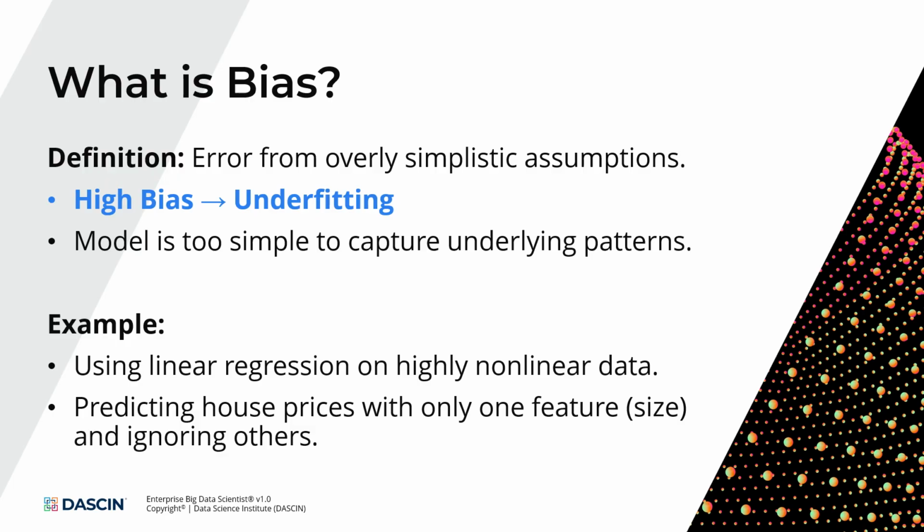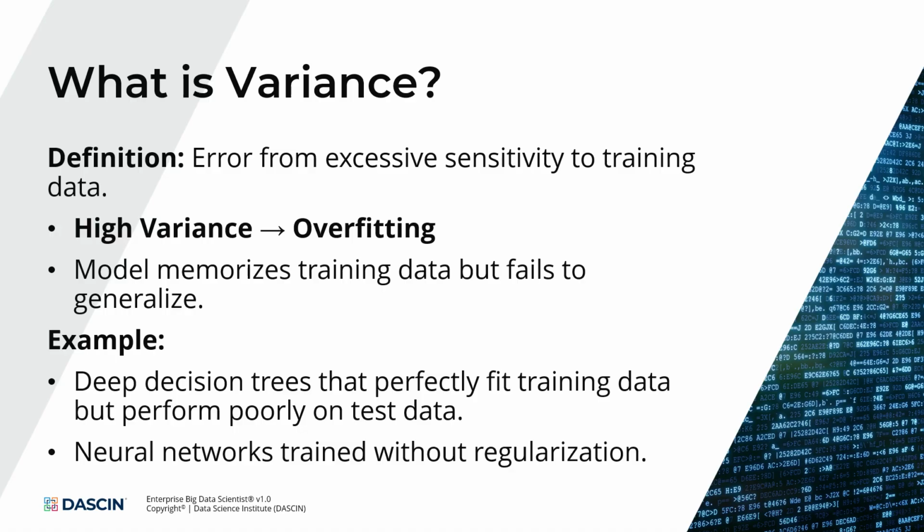or number of bedrooms. Variance, on the other hand, is the error caused by a model being overly sensitive to small changes in the training data. A high variance model tends to overfit. It learns the noise along with the signal. For example, a deep decision tree may perfectly fit the training data, but perform poorly on new test data. Similarly, a neural network without regularization can memorize the data, instead of learning general patterns.